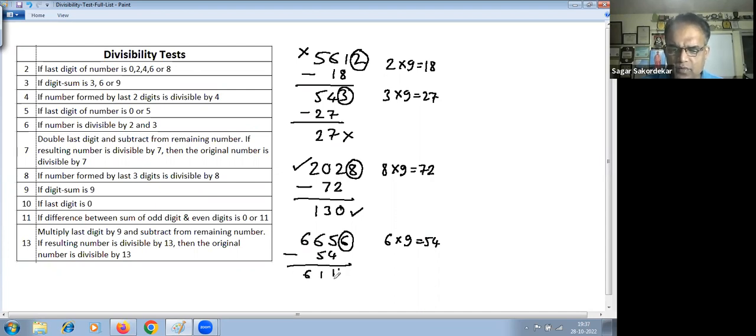So continue the procedure. Take 1, multiply by 9, gives you 9. Subtract from the remaining part. So here carry: 11 minus 9 is 2. What remains here is 5. And you know that 13 into 5 is 52. So 52 is divisible by 13, and that's why this number is divisible by 13.